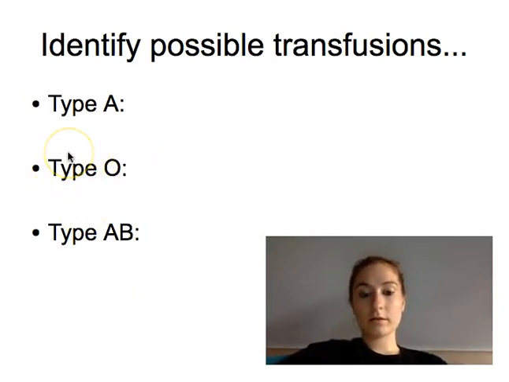Type O blood, you have to think about what antigens are on O, which are none. So they would only be able to receive O blood because if antigens came into their body, they would attack it. And type A blood, they could receive just type A blood because if they had AB blood come in, they would attack the B. But they could also receive O.